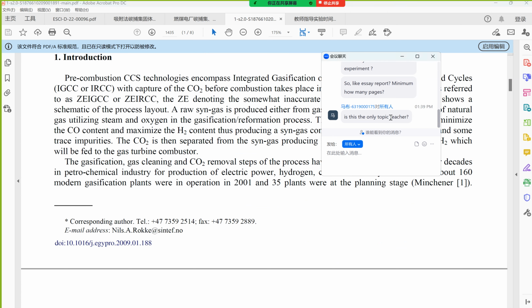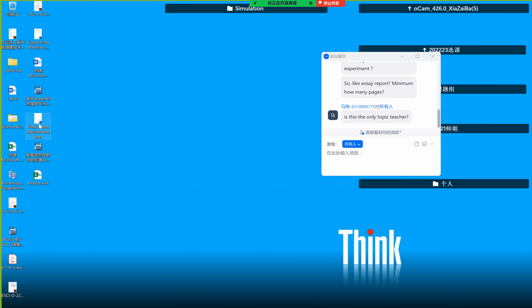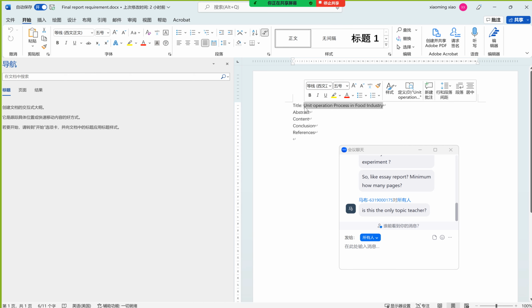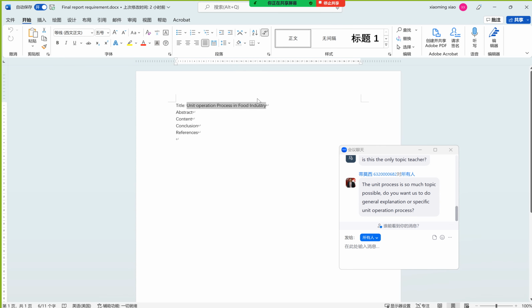Actually, the topic is unit operation application in the food industry, but you may change it to your specific topic, a specific title. It depends on you. You may find a specific unit operation process like distillation or heat transfer. Choose one or two unit operations to finish the reports.